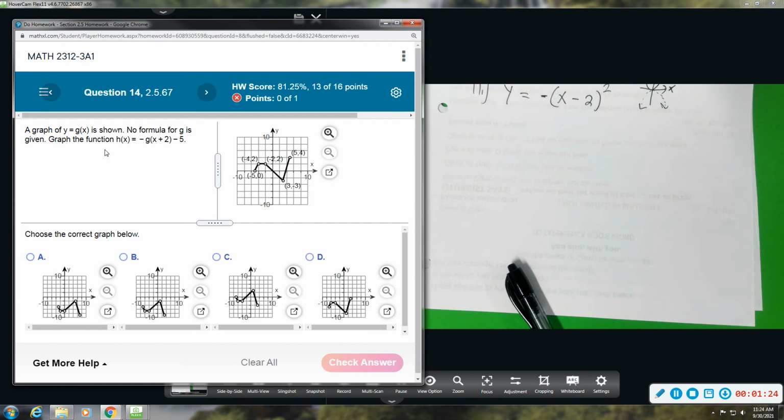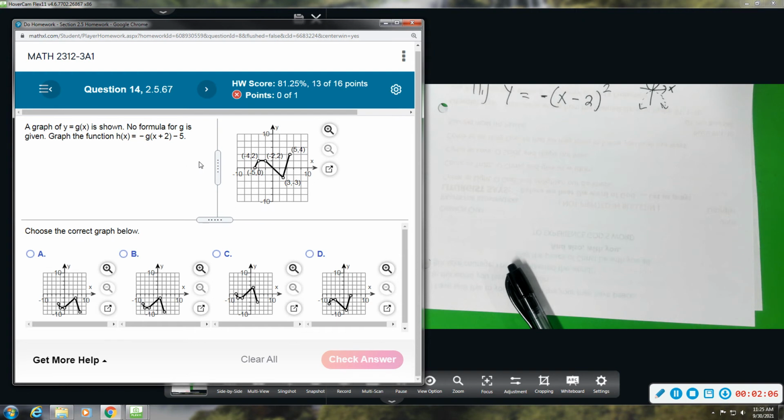And then number 14, we want to graph y equals g of x. No formula for g is given, but what they do give me is that h of x is going to be equal to negative g of x plus 2, minus 5. Okay, so this is the graph of g of x, and we want to graph h of x. So what we have done, the negative will flip this across the x-axis. It is going to shift it left 2 and down 5.